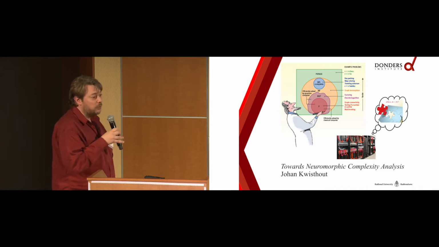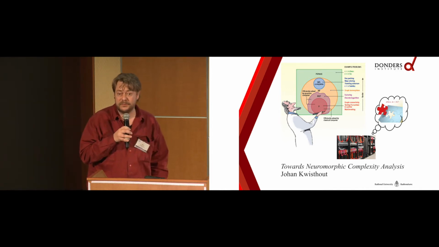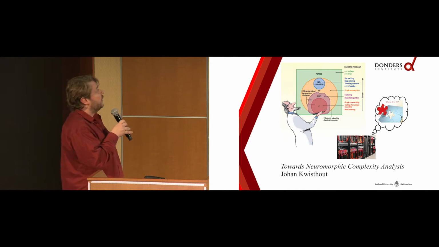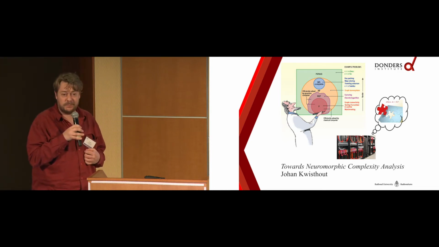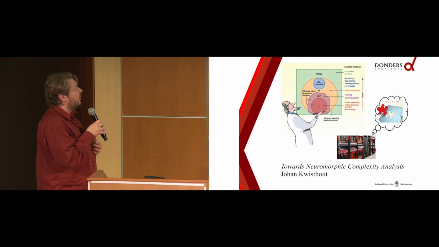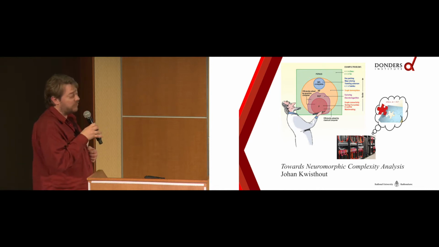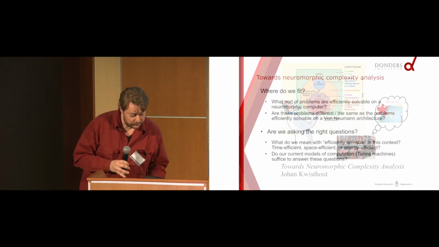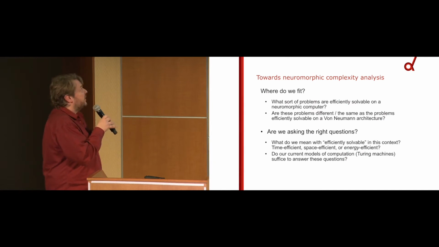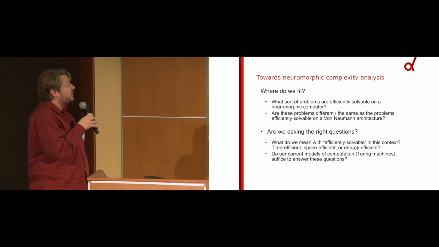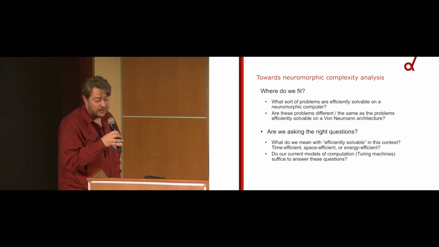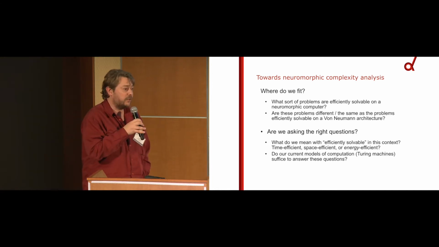You see the blue dot are the NP-complete problems, the hard problems that cannot be solved in polynomial time by traditional hardware. And to the right, you see the brain-shaped machine who is thinking, where do I fit into this picture? What sort of problems are efficiently solvable by neuromorphic hardware? So the question is, are these really different, or are these the same as the problems that we can solve by a traditional von Neumann architecture?